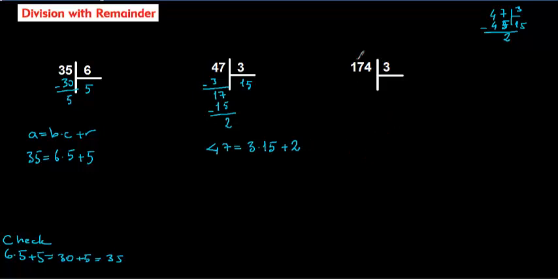Now I'm going to divide 174 by 3, and it's not possible to divide by 1, so I'm going to try 17. For 17 we are going to say 5 times.